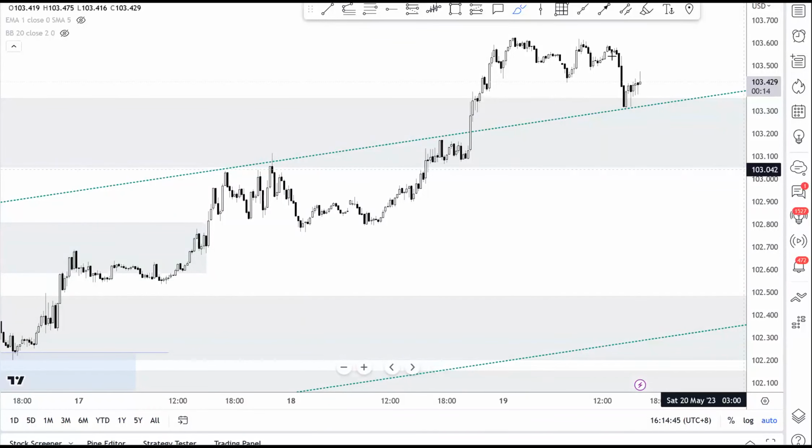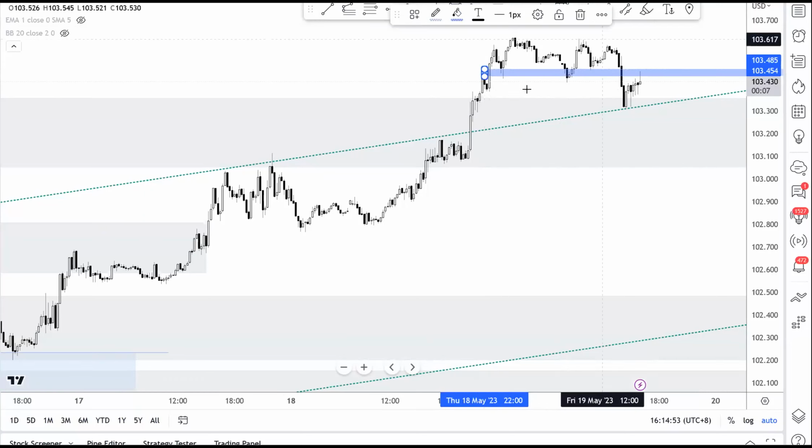If you're on the 15 minutes time frame, you can see that right now price is sitting on this potential resistance area. Of course, this is ignoring the higher time frames' direction, looking at pure support resistance areas. So this is something to watch.